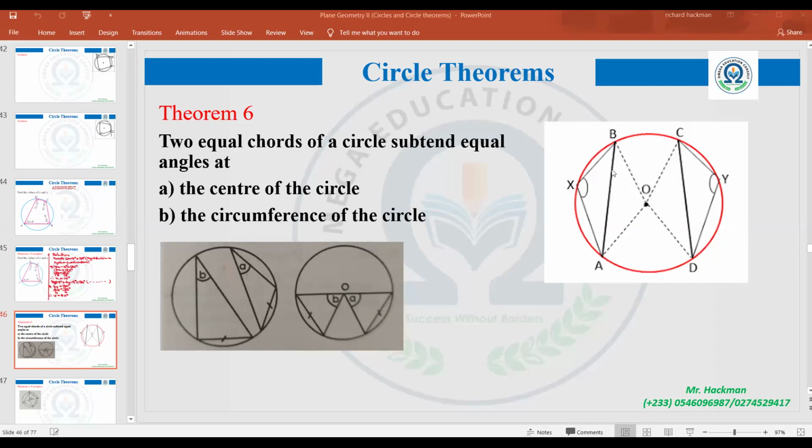The first theorem that we looked at was the same segment theorem, which is angles in the same segment. We said angles in the same segment are equal. We also did angles in the opposite segments, and we said angles in the opposite segments are supplementary. Then we did the center and circumference angles, and we said the angle subtended at the center is always twice the angle subtended at the circumference by the same arc or chord.